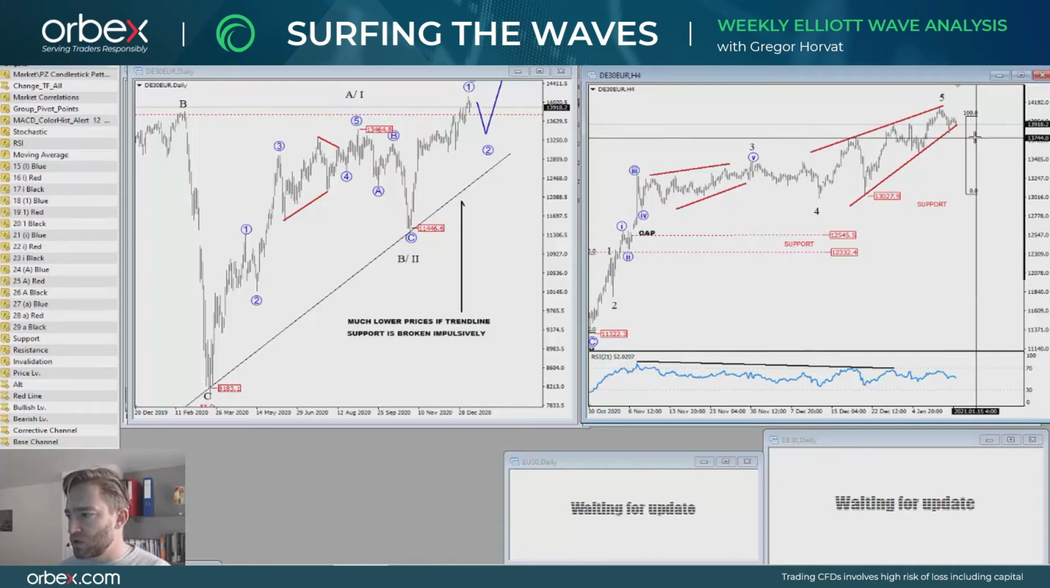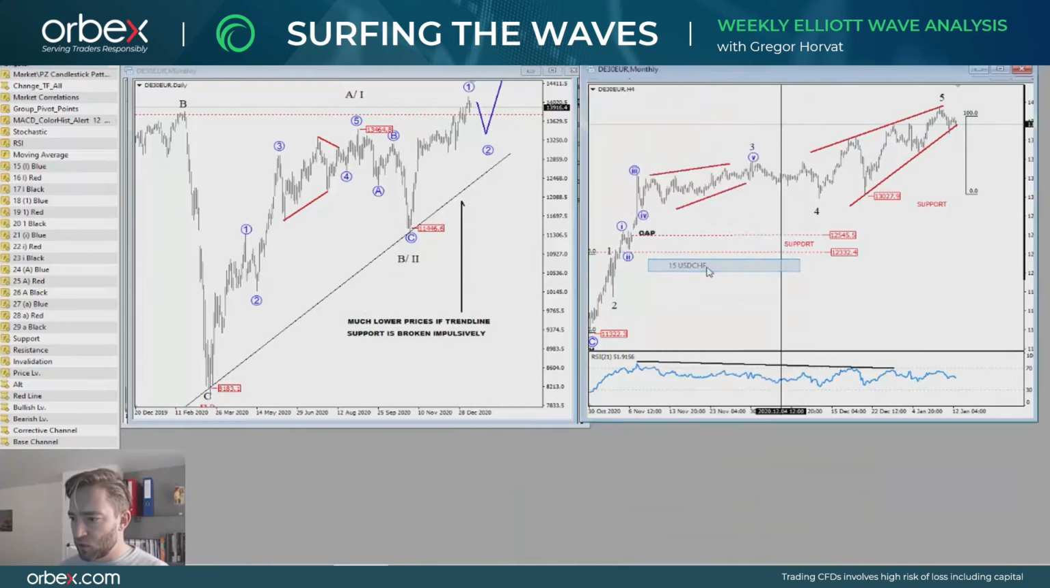Maybe if we see a daily close below this trend line connected from December 21st, then I think more weakness could be in the cards, even back towards this support around 13,000. In such a case, I would be looking for much more dollar strength, not only against the euro but also against some other currencies.